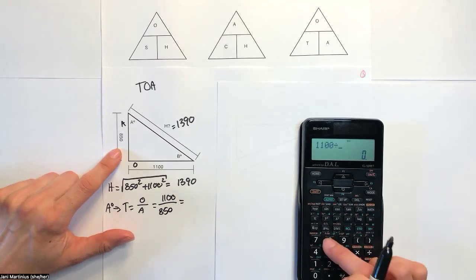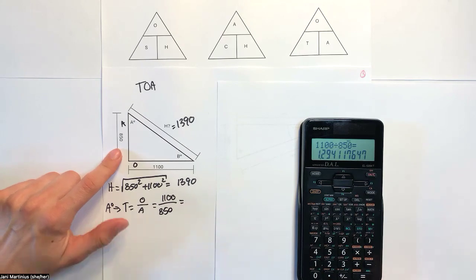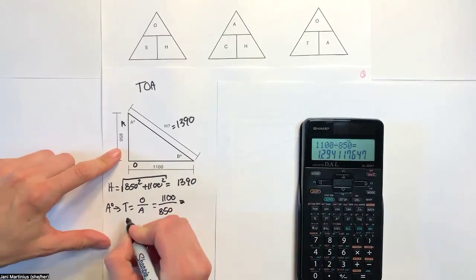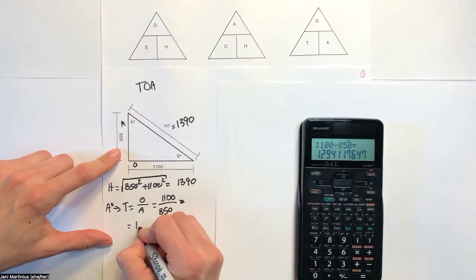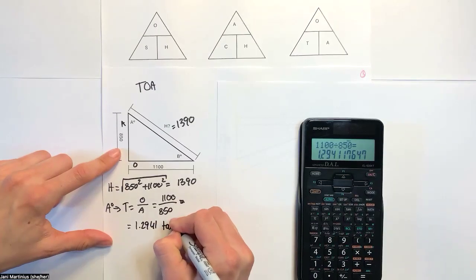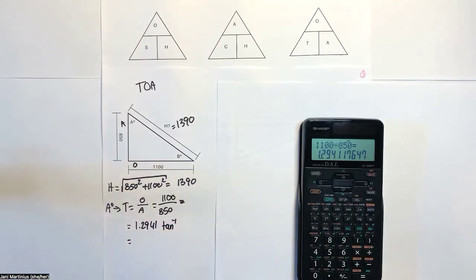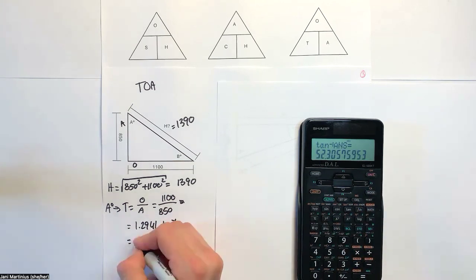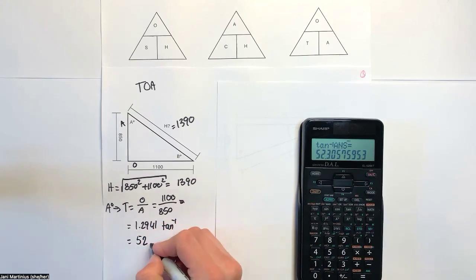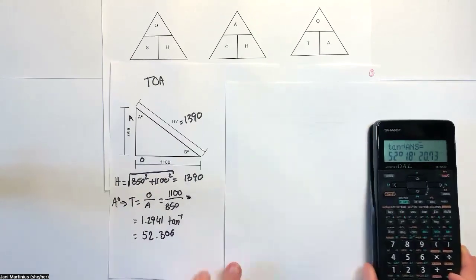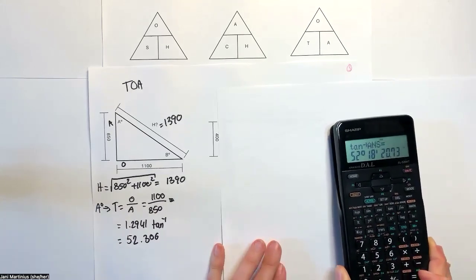1100 over 850. And again, that just gives us the ratio. I'm just going to pop that down here. So 1.2941, and then we take inverted tan function to find out the actual degree. So second function tan, 52.306, or hitting the DMS button. Oopsies.